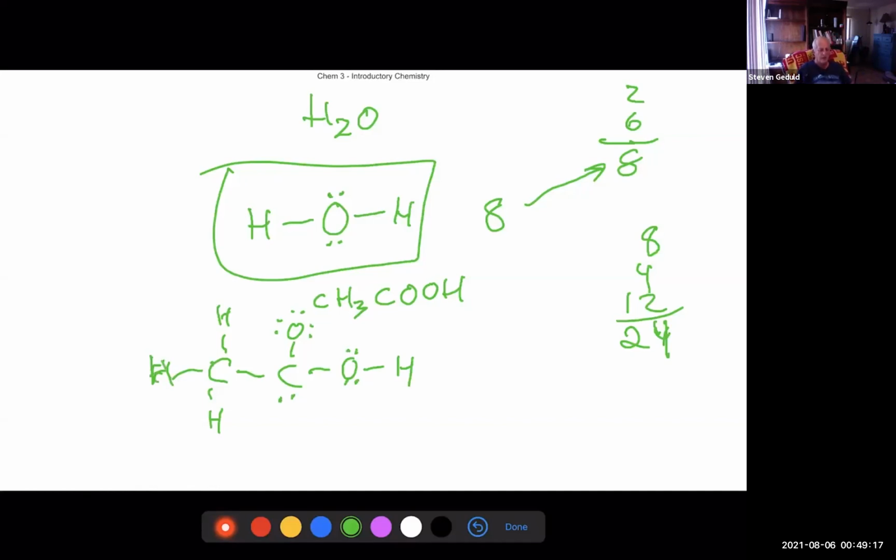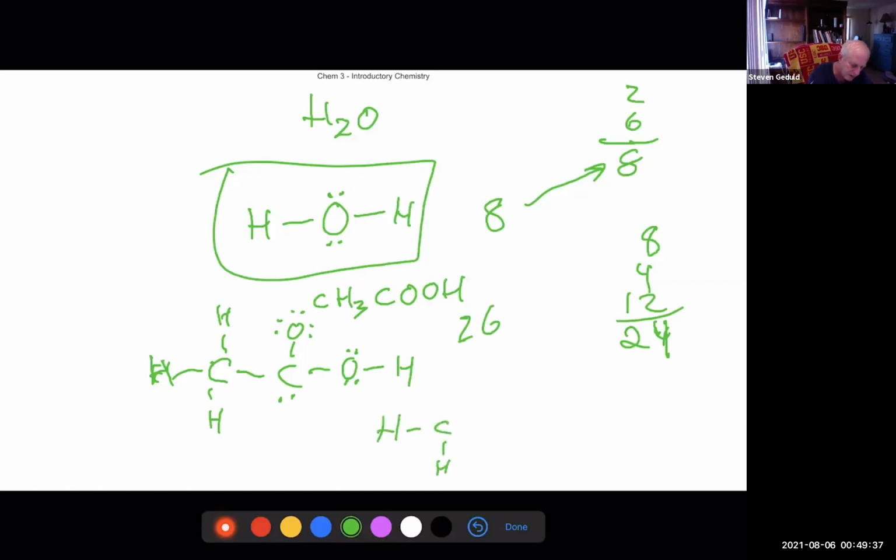In the bonds, we have 2, 4, 6, 8, 10, 12, 14, 16, 18, 20, 22, 24, 26. We have a total of 26. It doesn't work. Okay. So make a double bond. You can't make one on hydrogen. So make one on the carbon going up.